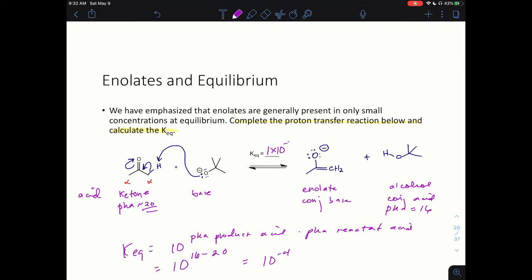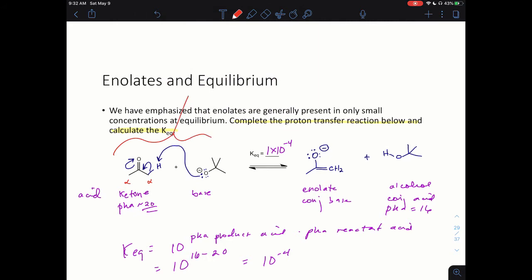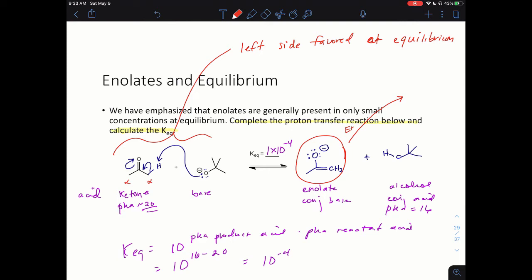So what does that tell us? It tells us that this side of the equation, the left side, is favored at equilibrium. Now, that's not necessarily a deal breaker. Because, even though only a little bit of enolate is favored at equilibrium, if this goes on and reacts with some electrophile, such as an alkyl halide, that will drive this equilibrium by Le Chatelier's principle. So this, in theory, could be okay.